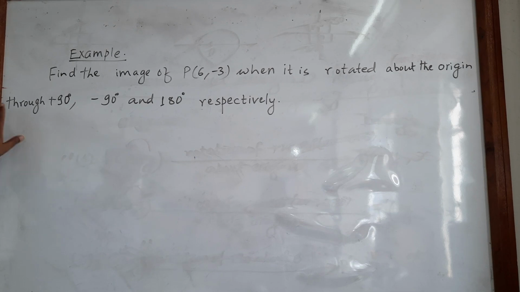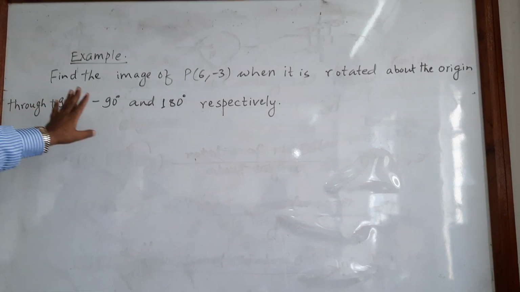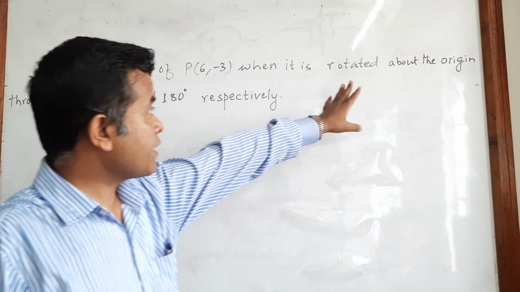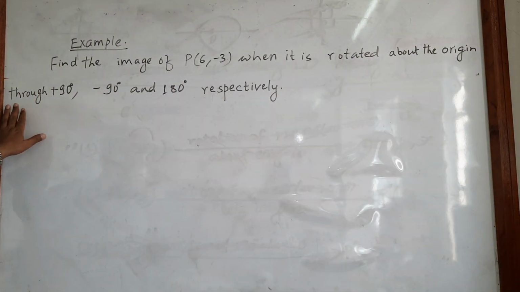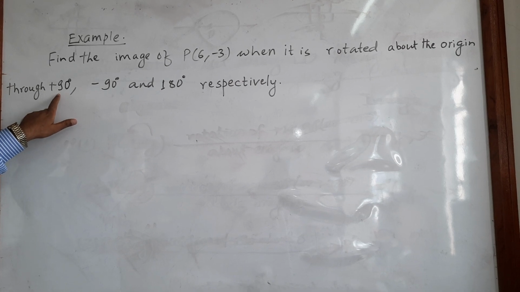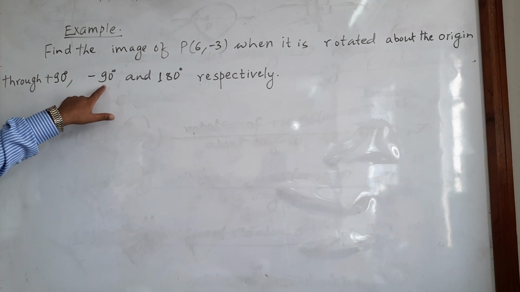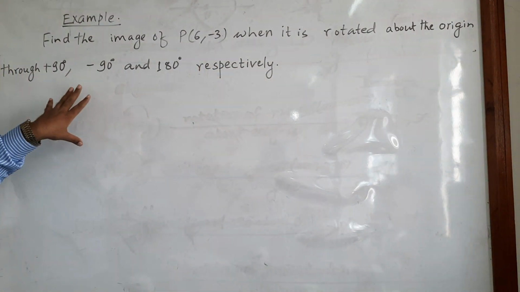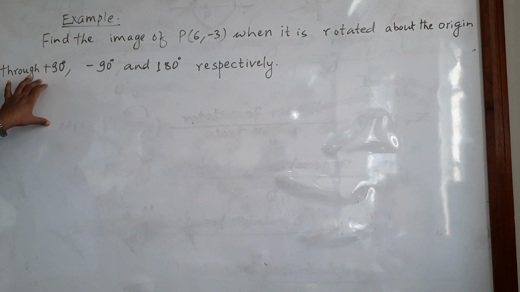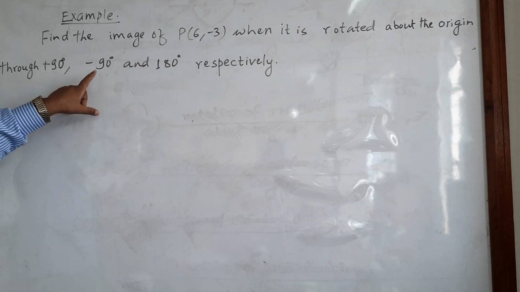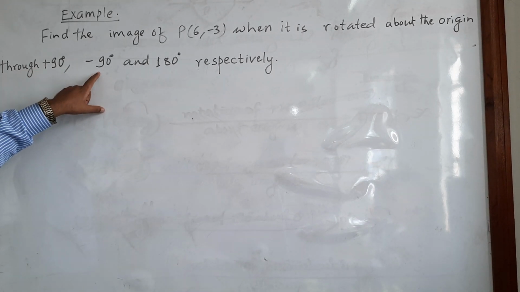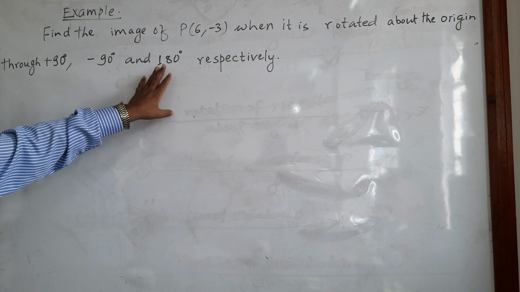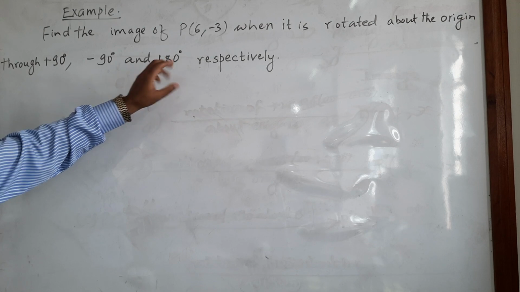Now look at one example. We have to find the image of P(6, -3) when it is rotated about the origin through positive 90 degrees, negative 90 degrees and 180 degrees respectively. Here I have written positive. Positive means anti-clockwise rotation, negative means clockwise rotation, and for 180 degrees positive or negative is the same thing, so I have not mentioned anything here.